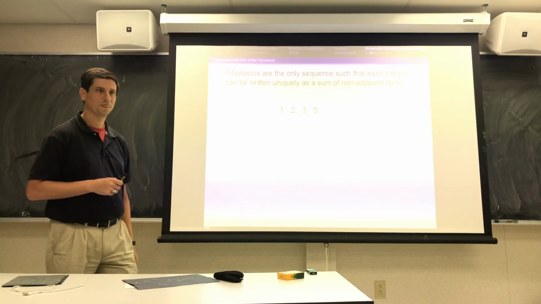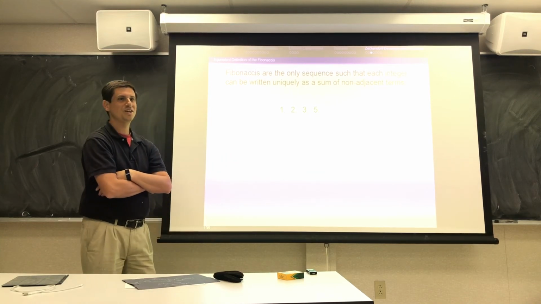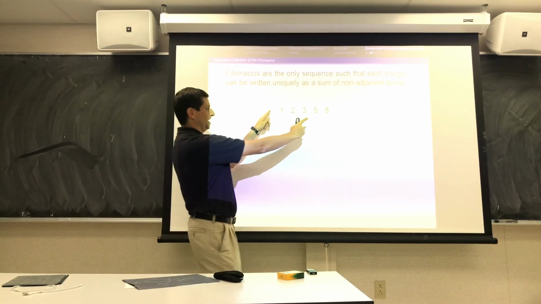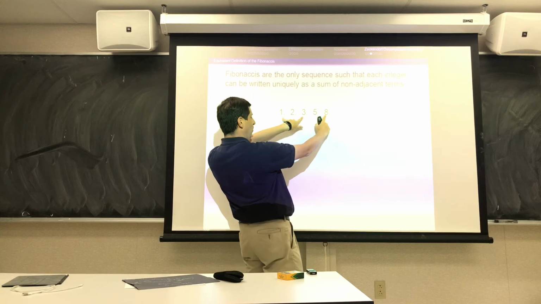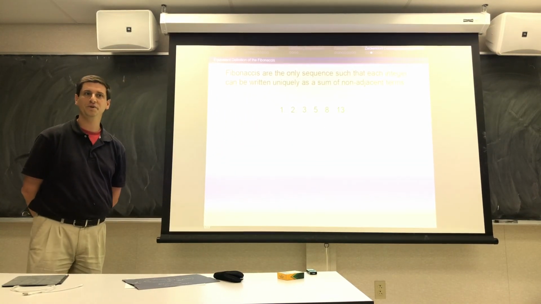Can I get 6? Yeah. Can I get 7? Yes. Can I get 8? So the next number I have to add is 8. Can I get 9? Yes, I can get 9. I can get 10. I can get 11. I can even get 12. I can't get 13. It turns out this is an equivalent definition of the Fibonacci numbers.